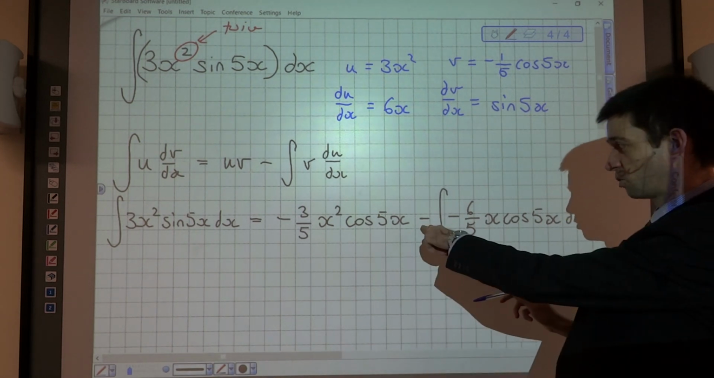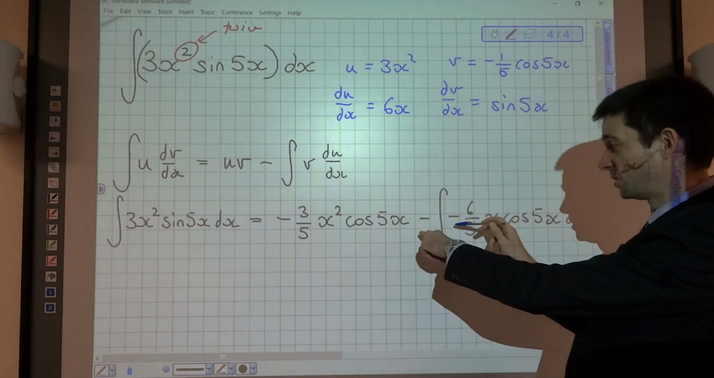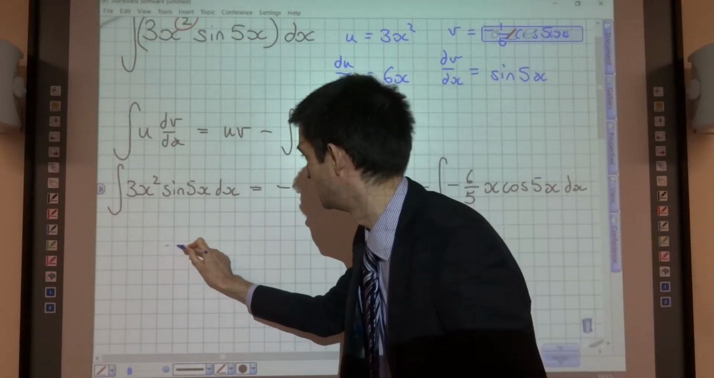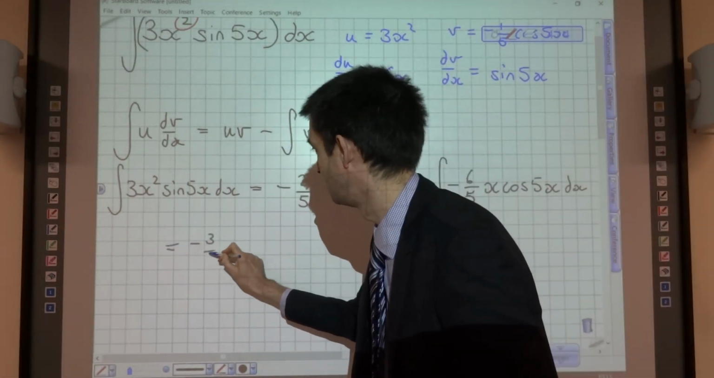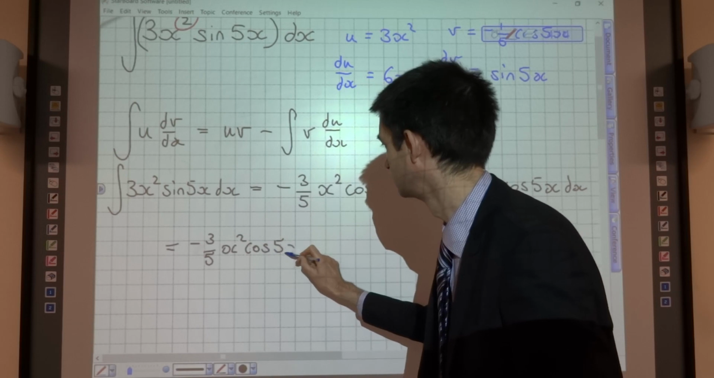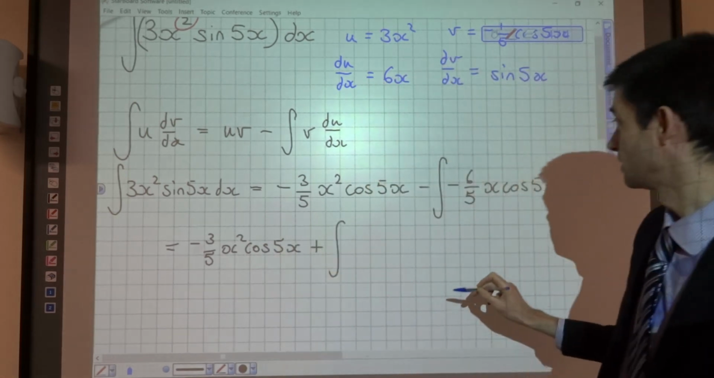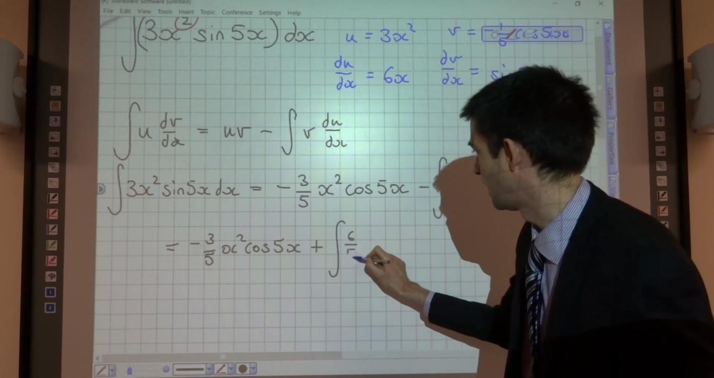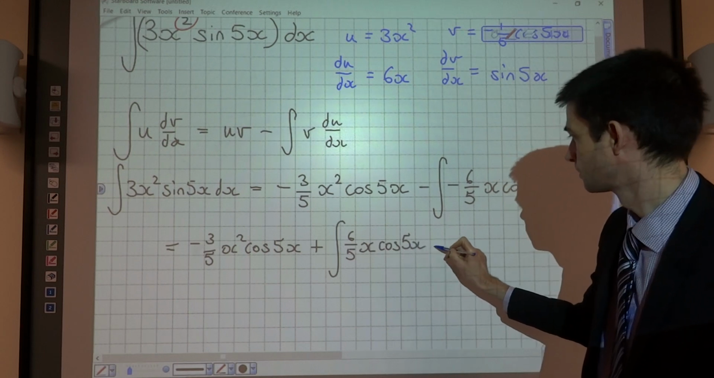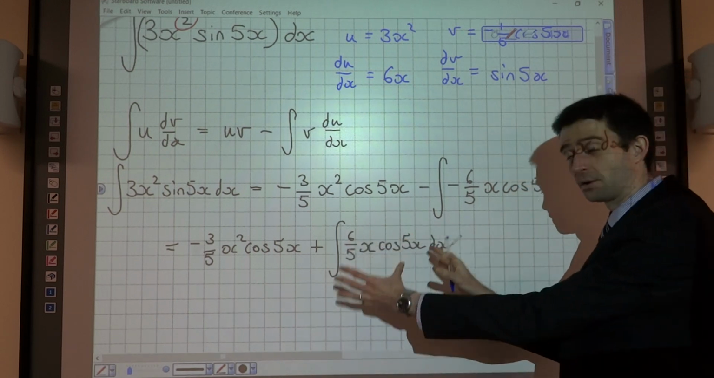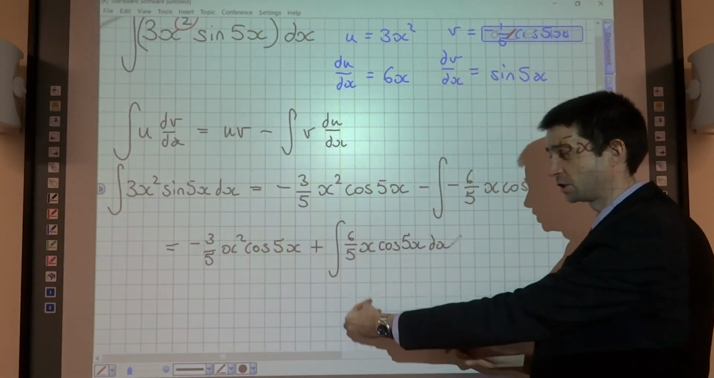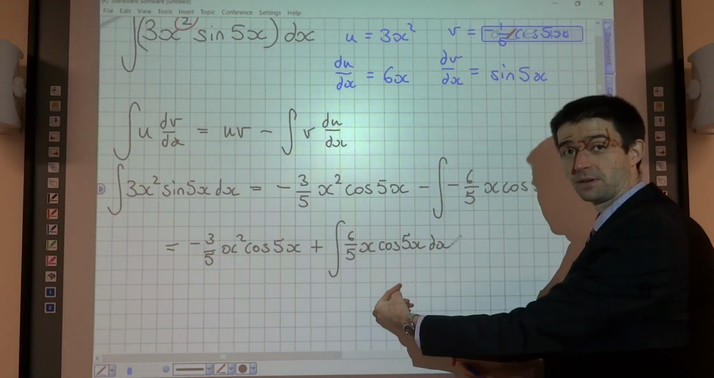Now, we're subtracting the integral of a negative. That means that we can change this to a plus. So, and I'm going to do this before I do the second stage of integration by parts, we can write negative 3/5 x squared cos 5x plus the integral of 6/5 x cos 5x. And I've now got a second integral that I'm going to have to do by parts because I've still got the product of two different functions, 6/5 x and cos 5x.